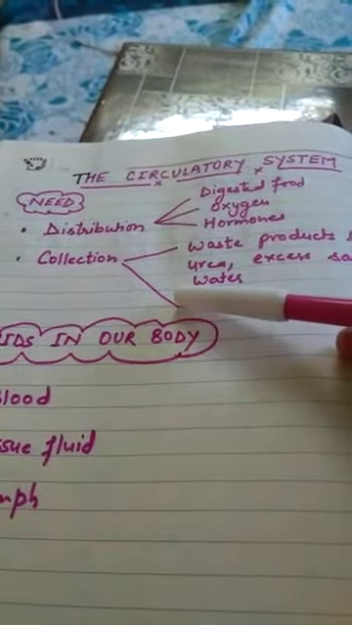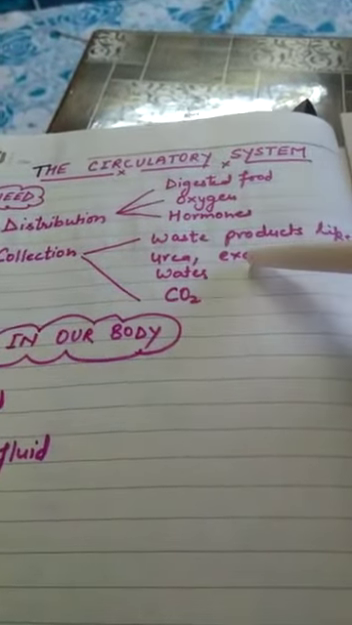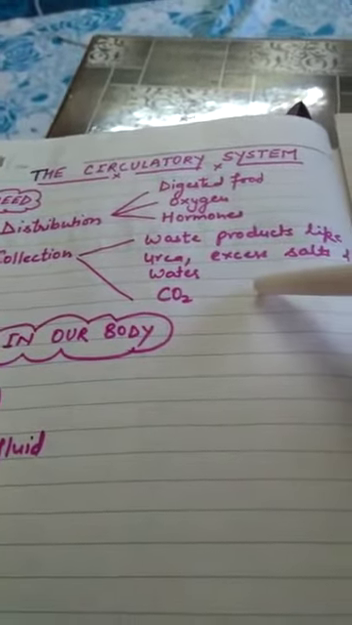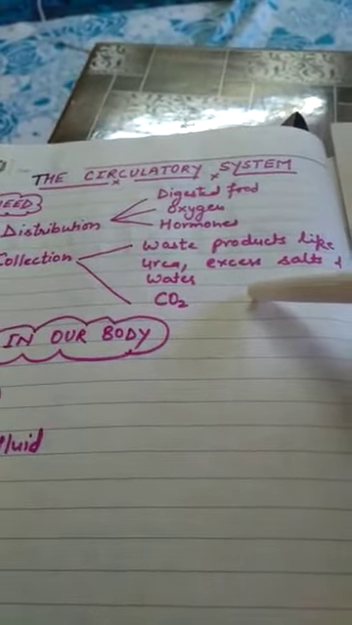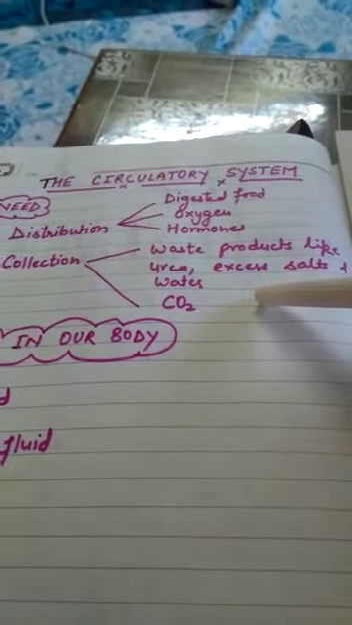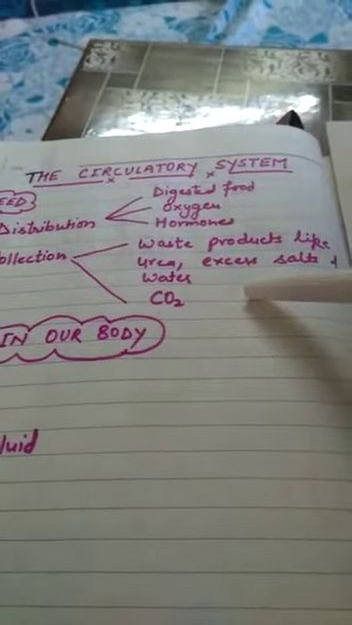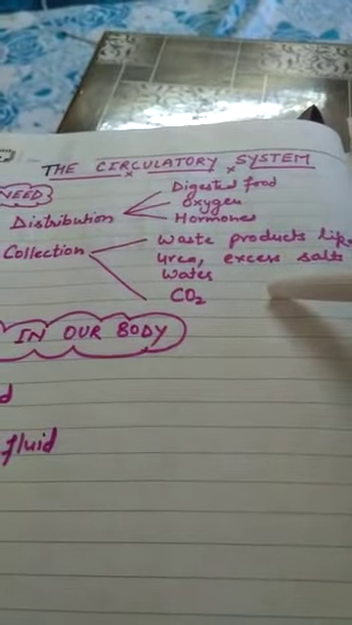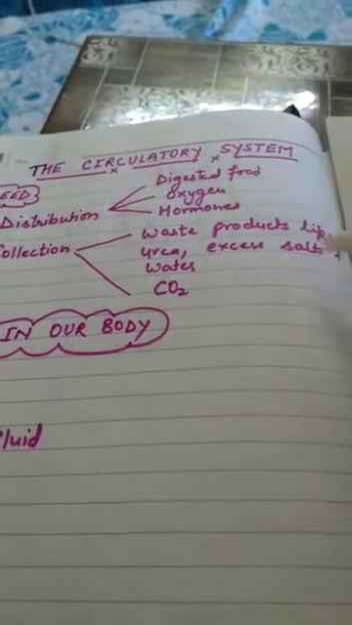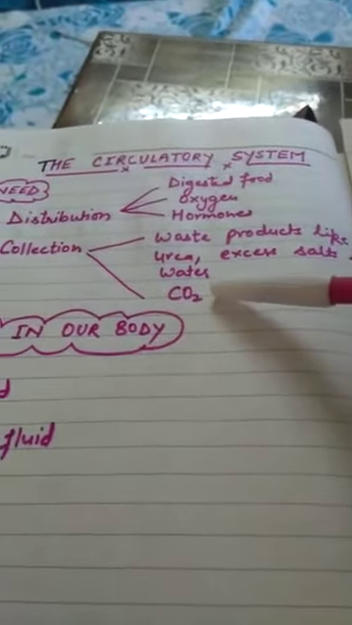The second thing that is required is collection. These circulating fluids also collect some substances, like they collect waste products from the various body cells and take them to the excretory system so that they can be excreted out from the body. These waste products may be urea, excess of salt or water.